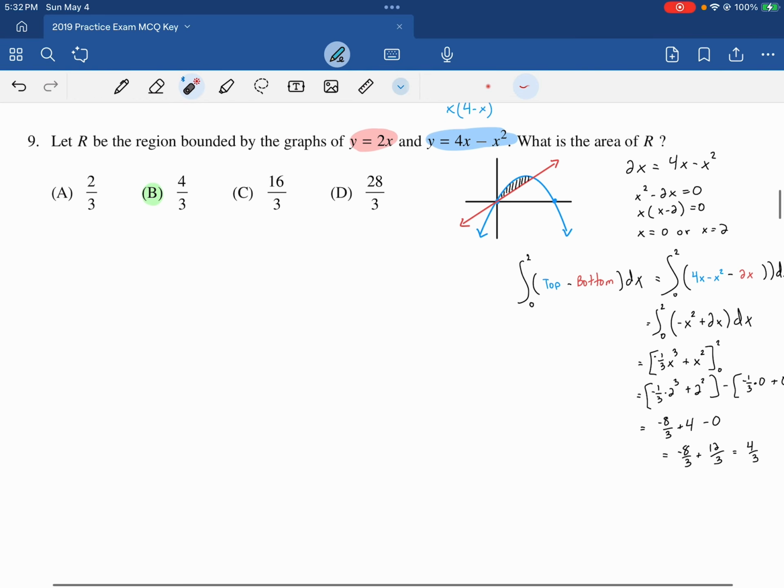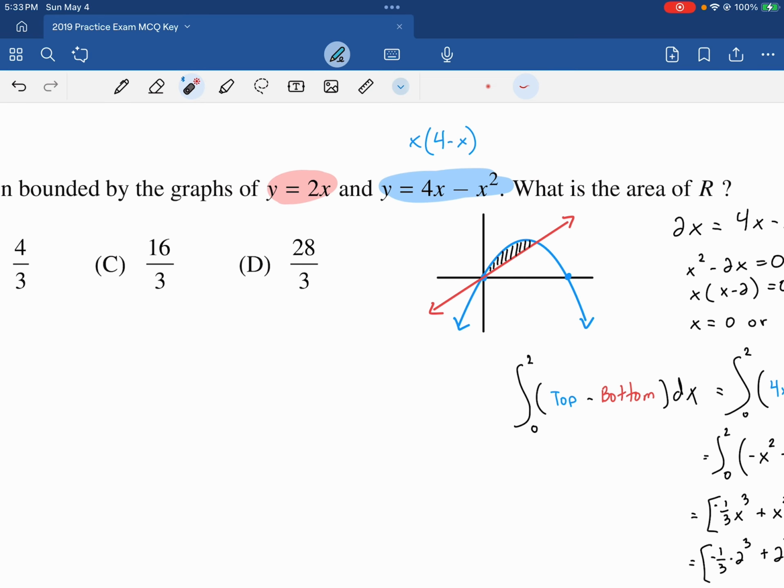Number 9, let R be the region bound by the graphs of y equals 2x and y equals 4 minus x squared. What is the area of R? I know you might not do this one graphically, but I like to visualize these. So here in the red is just a linear function. If I rewrite this, I know it's a degree 2 polynomial with a negative leading coefficient. This is a downward facing parabola.